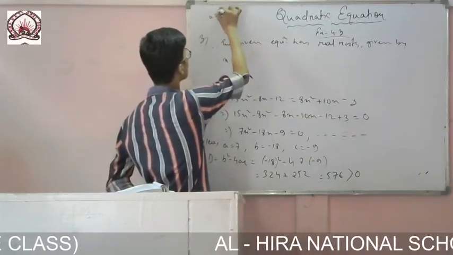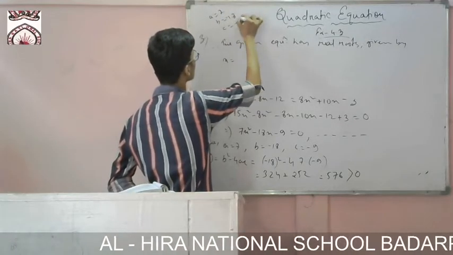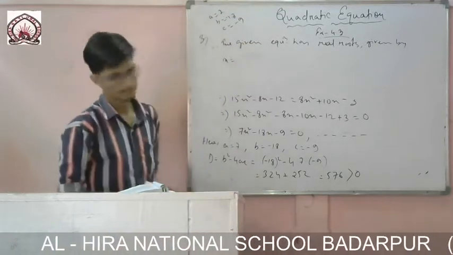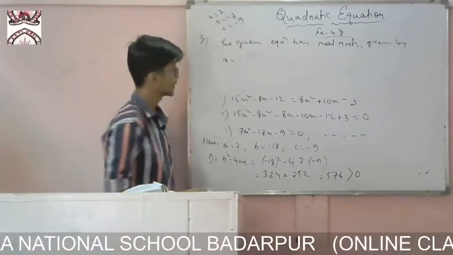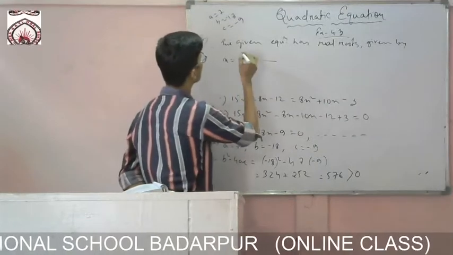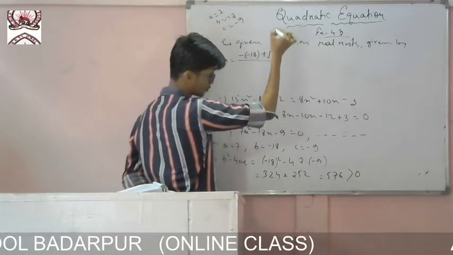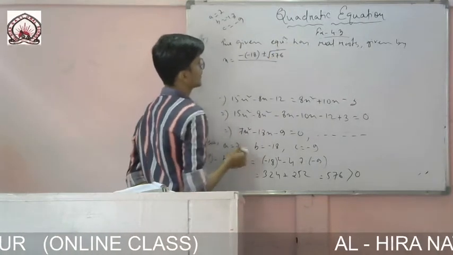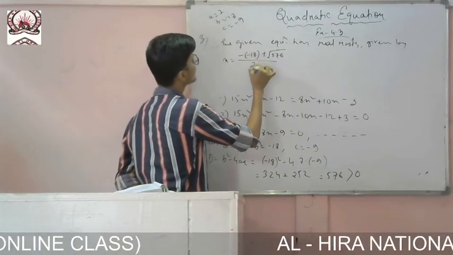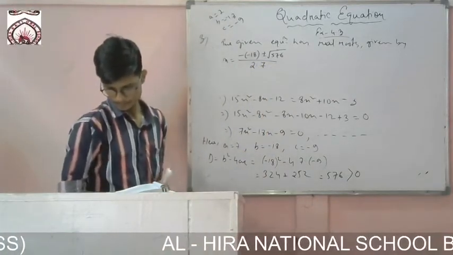a was 7, b was minus 18 and c was, I think, minus 9. So 7, minus 18 and minus 9, okay. So let me write the formula. It will be minus b, that means minus of minus 18, plus minus root over 576, divided by twice a, so 2 into 7.